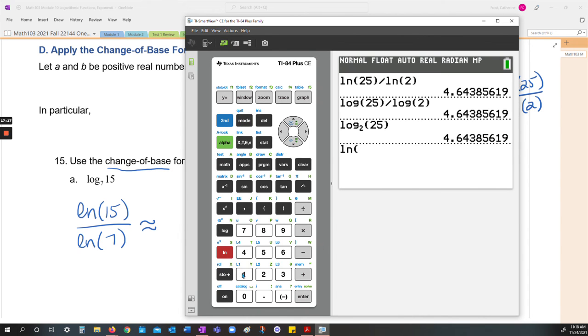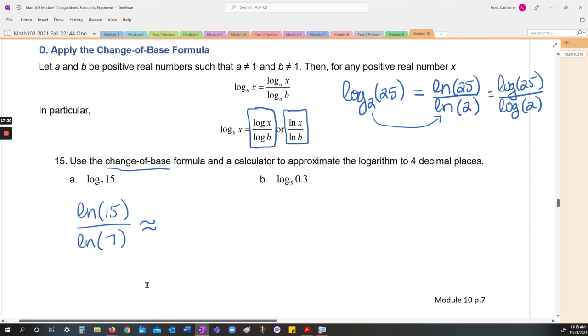Natural log of 15 divided by natural log of 7. Notice the base of the log goes in the bottom. And so 1.3917. And 7 squared is 49, which is way bigger than 15, so it makes sense that it's something kind of close to 1.